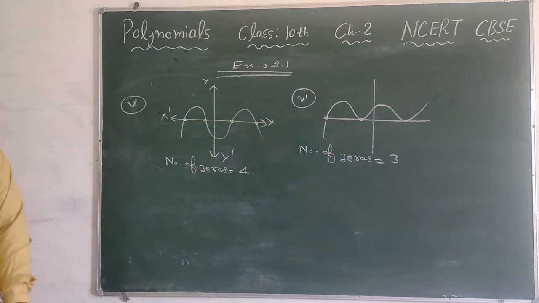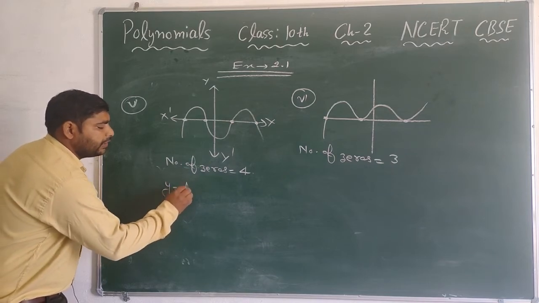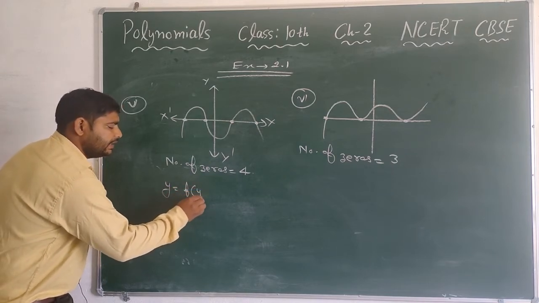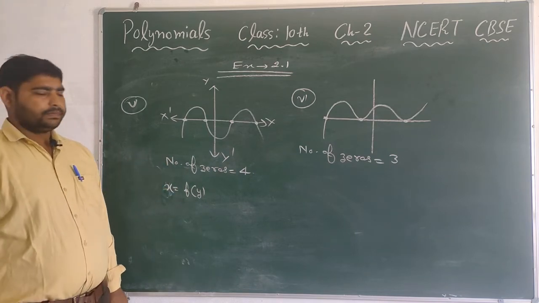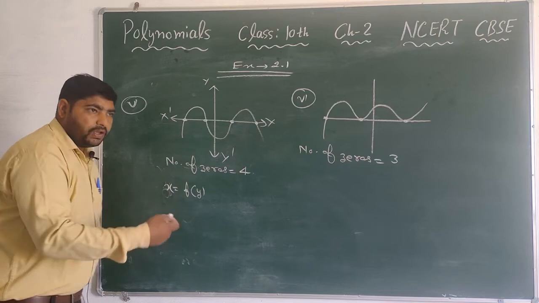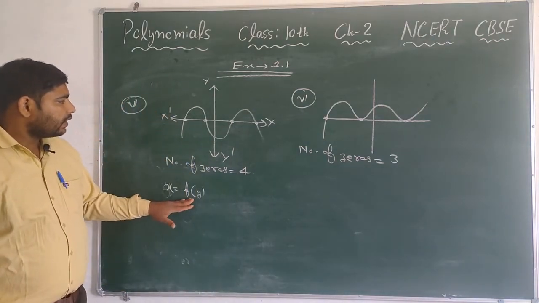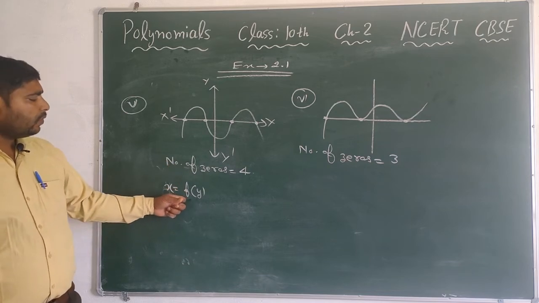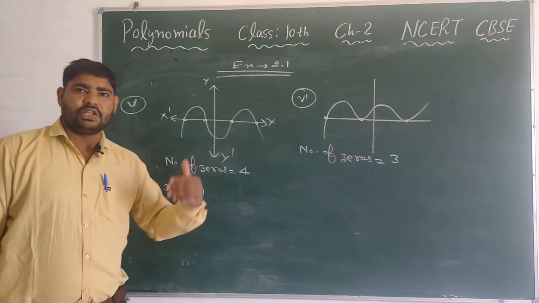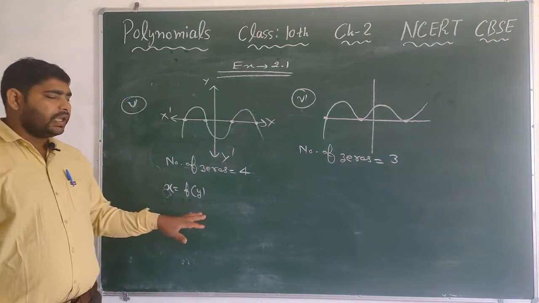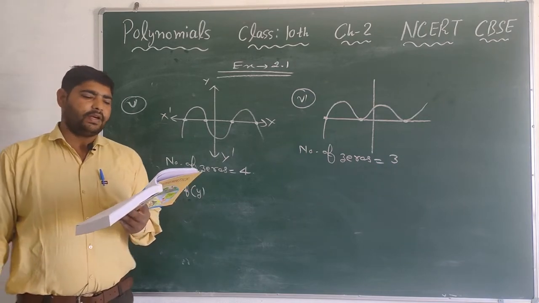Dear students, if the function is in the form of y equal to p of x, then we find the number of zeros by counting the points where the graph meets the x-axis. The given graph will have as many zeros as the number of times it intersects the axis. So exercise 2.1 is complete.